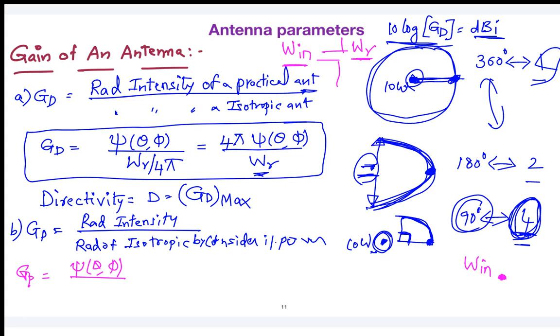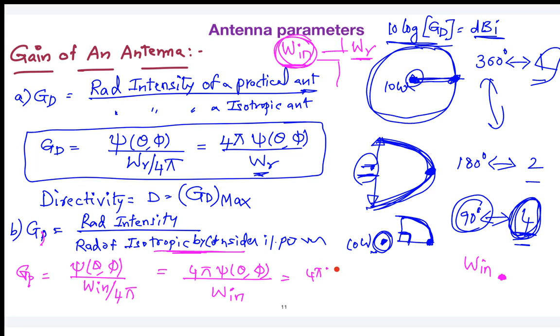So when you are talking about power gain, what does the definition say? You should consider the radiation intensity of the isotropic antenna by considering the power. Let us assume that the full input power is radiated. In that case, what is your radiation intensity? W in divided by 4 pi. So the power gain is equal to 4 pi psi of theta comma phi divided by W in. That can be written as 4 pi psi of theta comma phi divided by WR, into WR by W in.